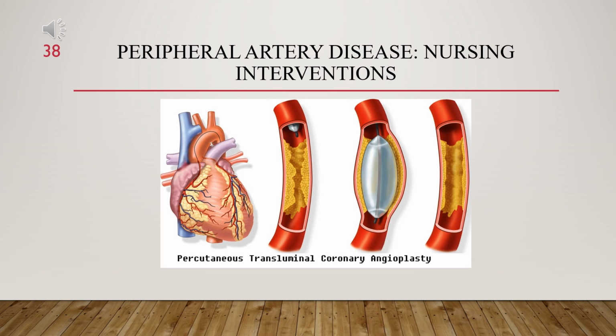So here's just an illustration of the percutaneous transluminal coronary angioplasty, where they go in and expand that vessel so that blood can pass through more easily, so that we can get all the rich nutrients and oxygen down to the extremities.